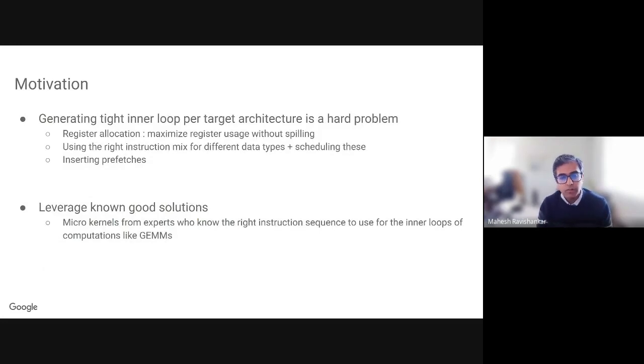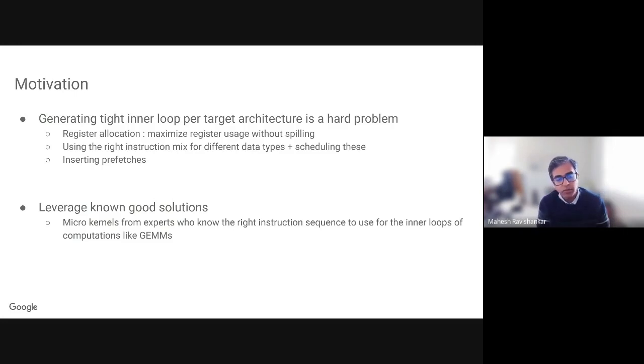But where does a compiler have trouble? The hardest problem in a compiler is to generate a tight inner loop where you have the exact scheduling and register allocation that you need to maximize performance. This is the kind of thing that Manish was describing for the CUDA side of things. The same problem happens on x86, on ARM. You want a very tight sequence of instructions that maximizes your register usage, but doesn't spill. This is especially critical for gemm-like computations where you have to really hit the limit of how many registers you use within the innermost loop. And also getting the right instruction sequence, inserting prefetches, all these are hard problems for a compiler traditionally.